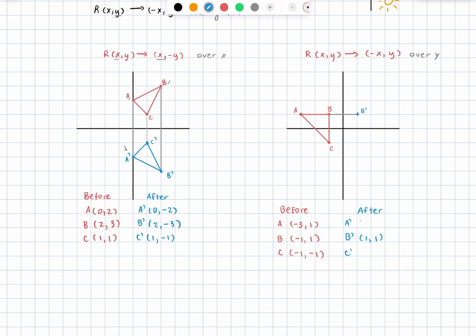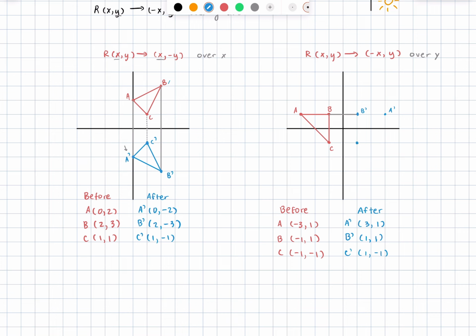Use the table. So our x values are going to change sign. So it's going to be positive 3 and the y stays the same. So positive 3, 1, A prime. This is my new A prime. And then for C, we have the x again changing sign, positive 1, and we're going to keep the y the same of negative 1. So 1, negative 1 is right here.